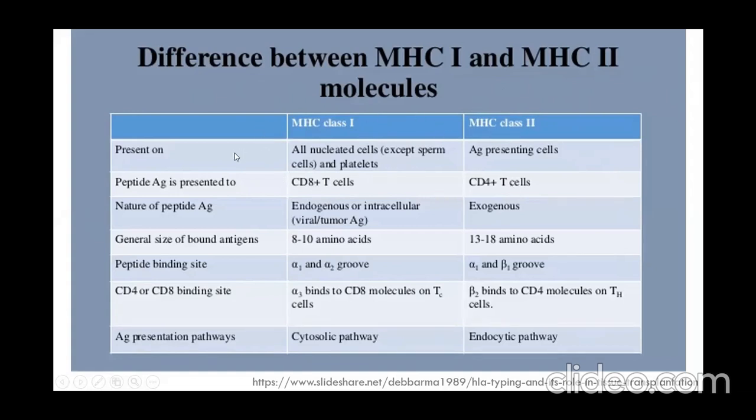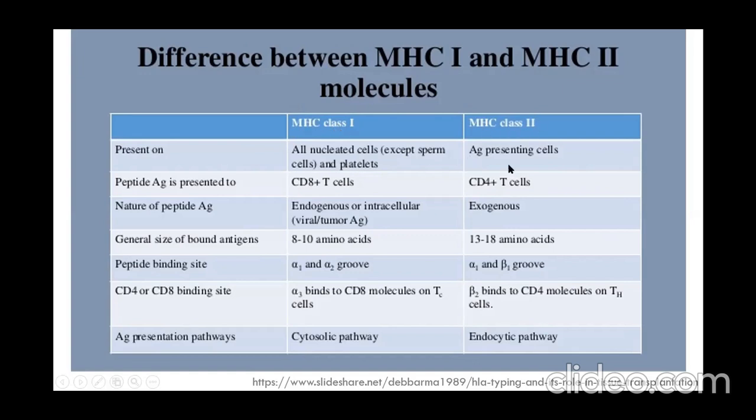One more common understanding is that MHC class 1 molecules are present in all nucleated cells in the body. That's why it's called ubiquitous expression. They are everywhere. Every cell in the body will have it, except sperm cells and platelets. Leaving that, all nucleated cells will have MHC1.